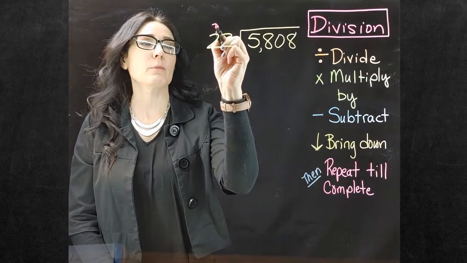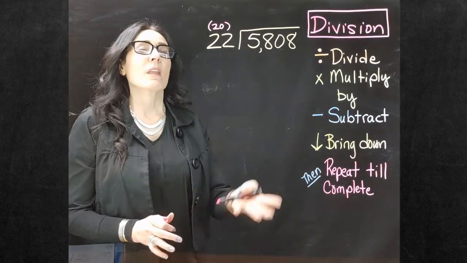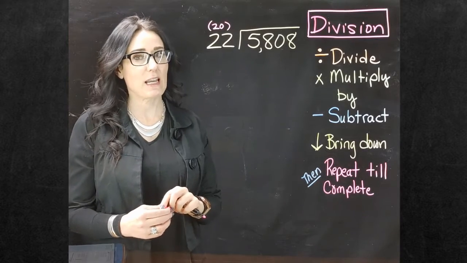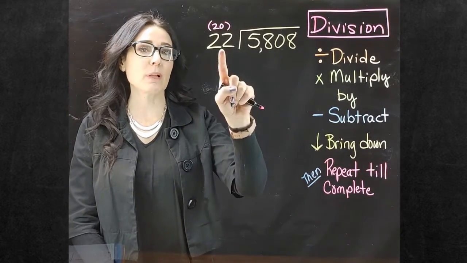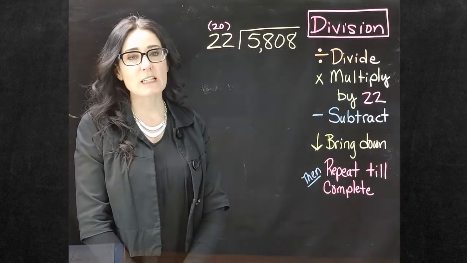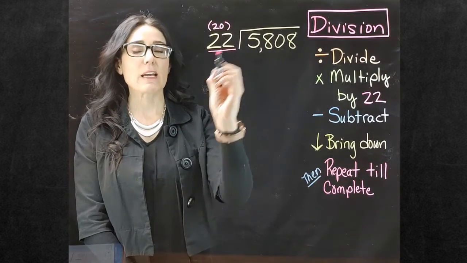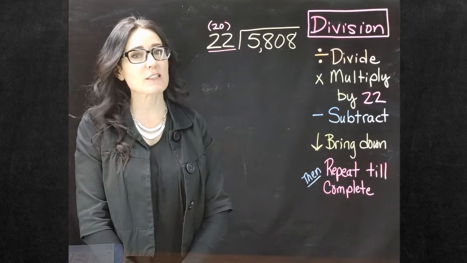So I'm going to put the number 20 here just to help us get an idea of how many times this number will go into 5,808. So we are still going to be dividing. Now this is where you have to be careful. Even though we're using 20 to estimate, you will always divide by the divisor of 22. We're going to subtract, bring down, and repeat until we complete.